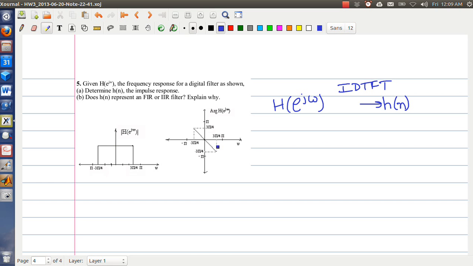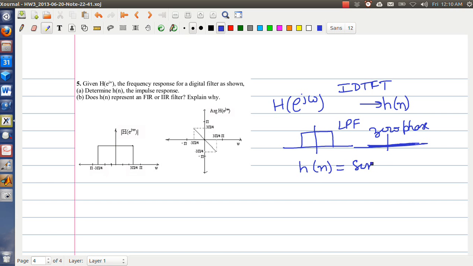If you remember, we did a similar problem in class, deriving the impulse response for a low pass filter, but that example was for zero phase. The phase there was flat 0, and the answer that we got was h of n is sin(ω_c n) over πn, where ω_c is the cutoff. Here the phase is not 0, and we can very easily get the answer using the same method.